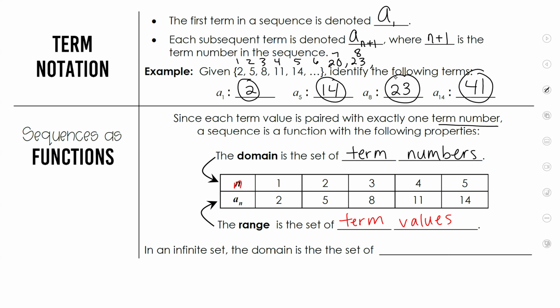Okay? In an infinite set, the domain is the set of natural numbers. So your natural numbers are these. 1, 2, 3, and so on. Your counting numbers. So whenever we're doing our sequences, our first term will be 1, not a 0, okay? You always start with 1, your natural numbers.